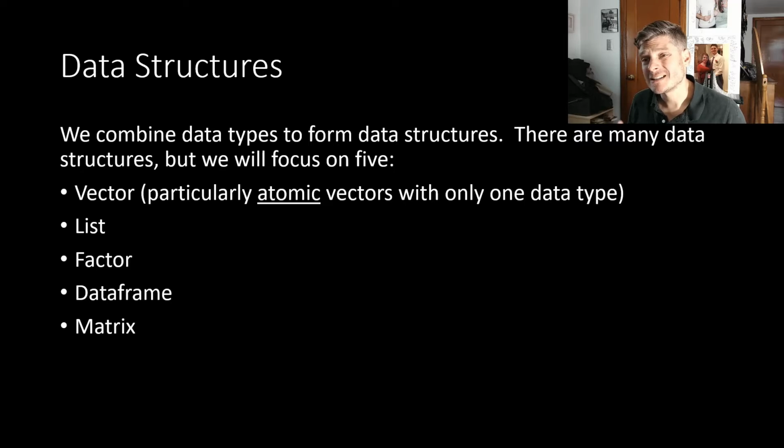Then we're also going to discuss our different types of data structures. And so our data structures are how we combine different data types to form some sort of cohesive structure for the data. Now there's many data structures, but we're going to focus on 5. So we're going to focus on vectors, and in particular we're going to focus on what are called atomic vectors. Vectors that only have one type of data type. So either everything in that vector is, say, a character, or everything in that vector is a numeric. They have to be just one type. Then lists, factors, data frames, which we've been working with, and matrices.